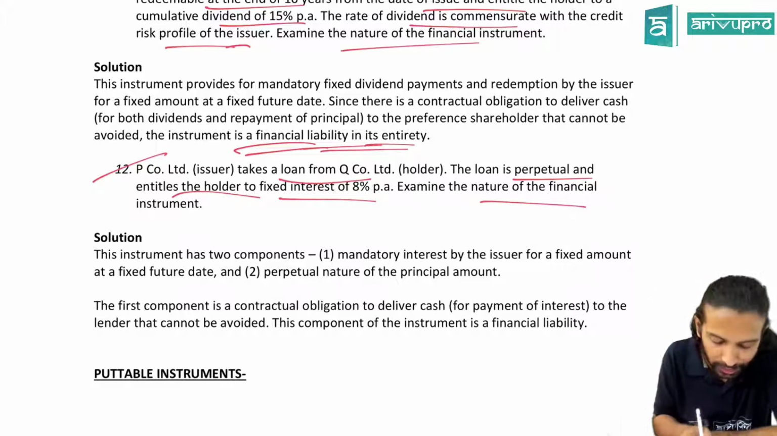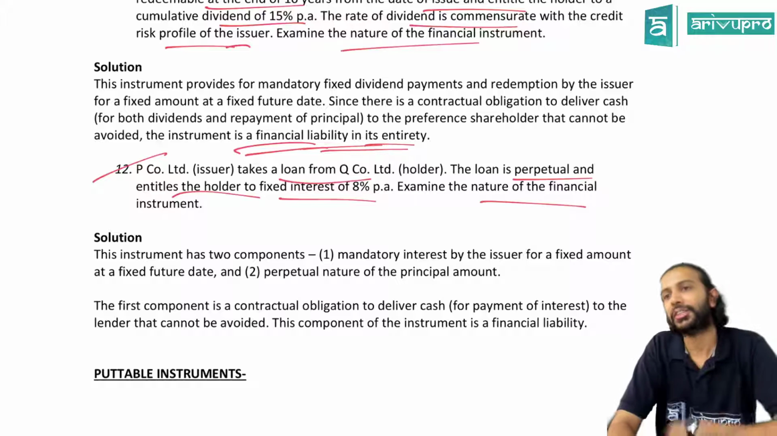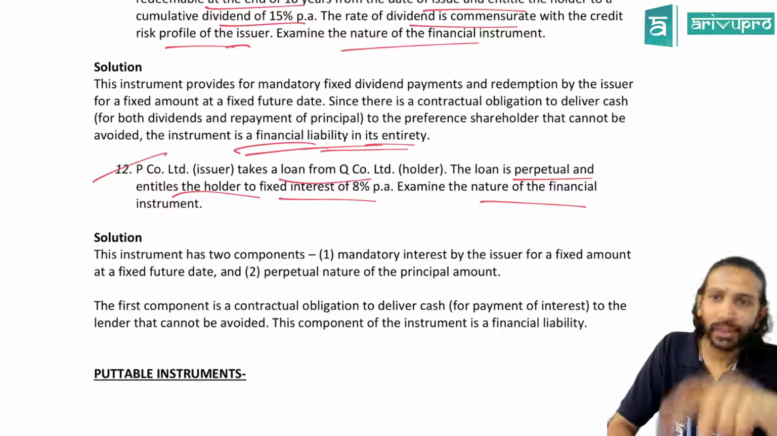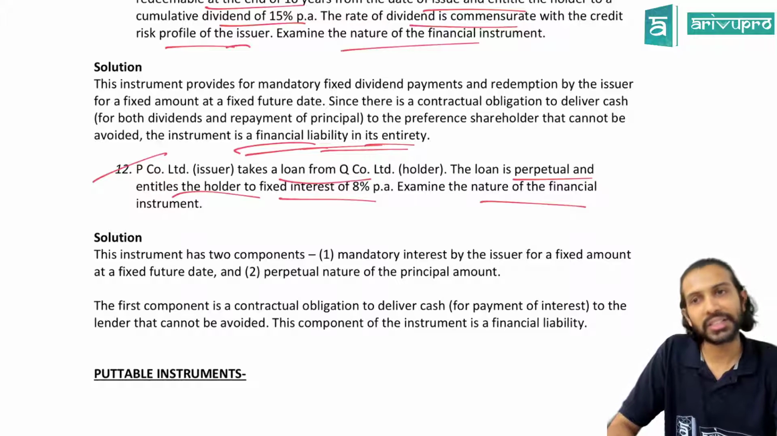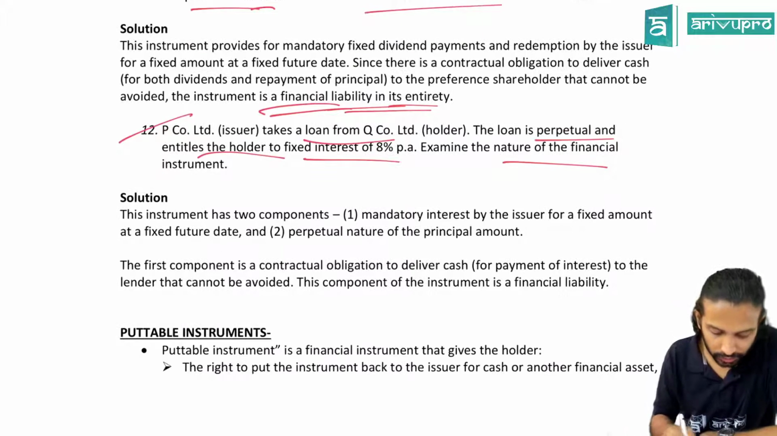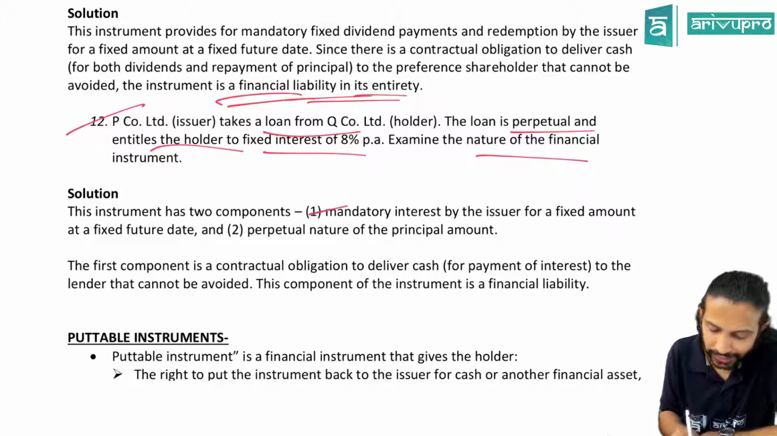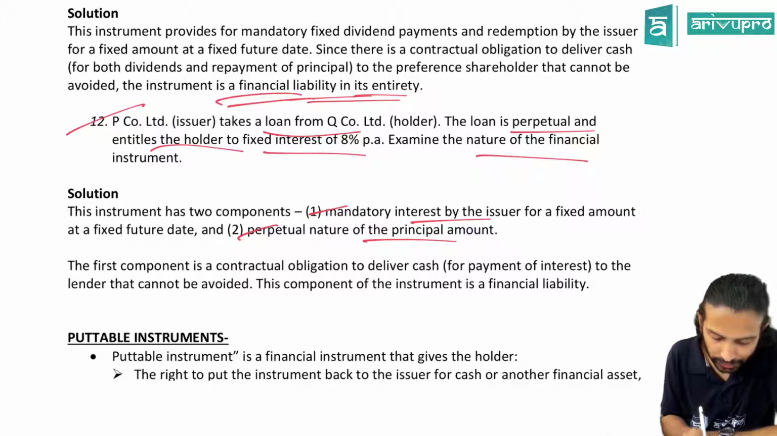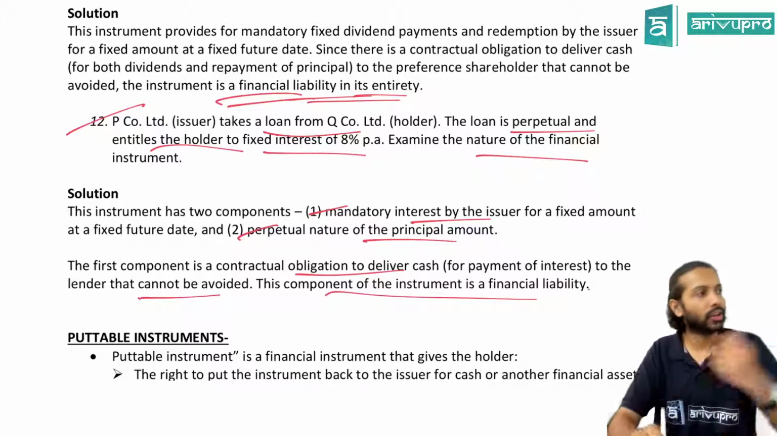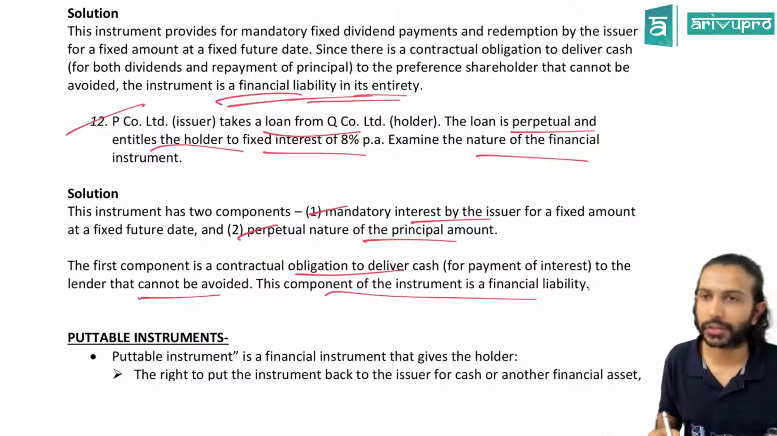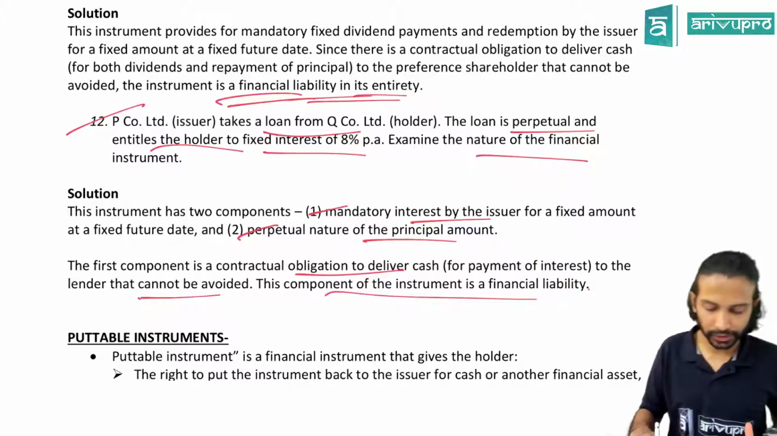But we have an obligation to pay interest portion. That means interest portion is financial liability. Principal portion we have to classify as equity. Compound financial instruments. Done now? They have broken it down. It has two components: mandatory interest and perpetual nature of principal. First component, that is interest portion, we cannot avoid it. Hence, this portion is financial liability. They have only answered for the interest portion, and they are calling that interest portion financial liability.